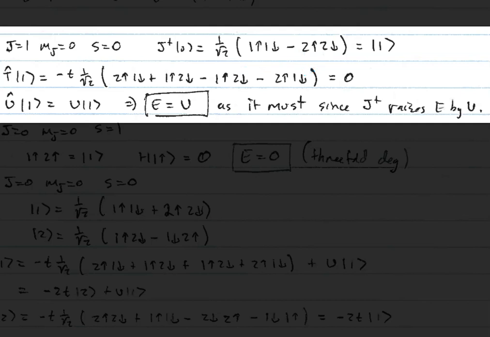We have to add all of those together. I am not interchanging the order into some standard form, but I'm instead writing it as 2 up, 1 down plus 1 up, 2 down minus 1 up, 2 down minus 2 up, 1 down.